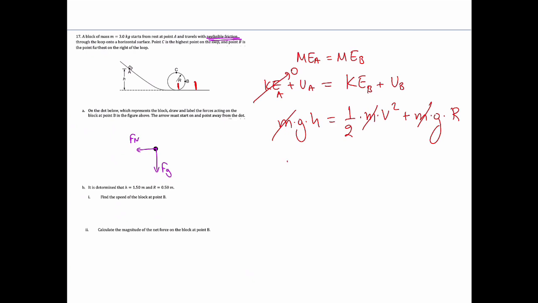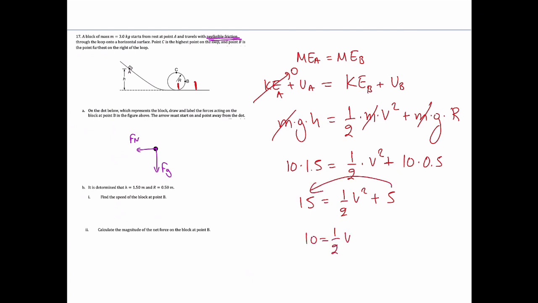The g is 10, so 10 times the initial height is 1.5. It would be half v squared plus 10 times the radius, which is 0.5. So 15 is equal to half v squared plus 5. We take the 5 to the other side. So 10 is equal to half v squared. So the v squared is 20 and the speed is root of 20 meters per second, or approximately 4.5 meters per second.